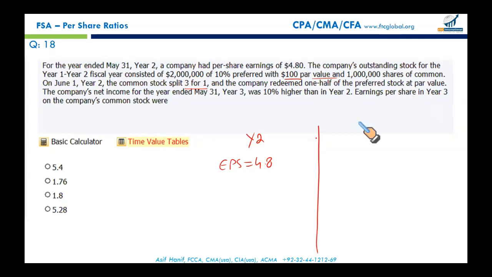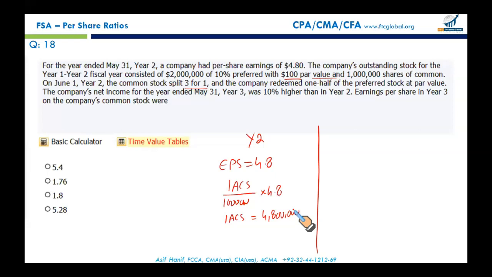So what we have is the EPS for the last year. We have the preferred stock for the last year. We have the number of common stock for the last year. This can at least help us to find out what the income was last year. So let us start. EPS is calculated by dividing your income available to common stockholders by the number of shares, which was given as 1 million last year. So income available to common stockholders is 1 million times 4.8, which is 4.8 million.